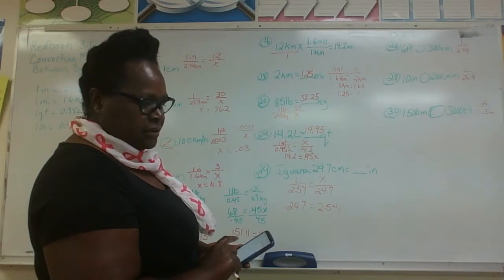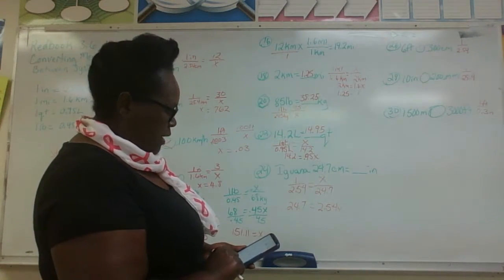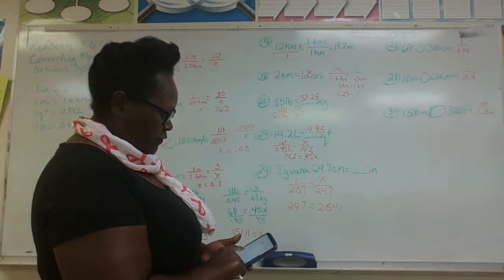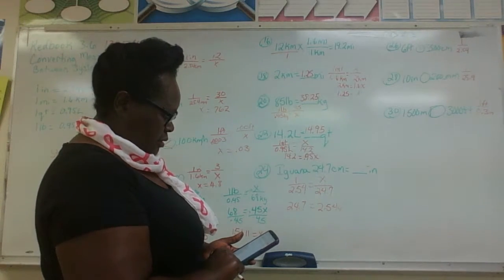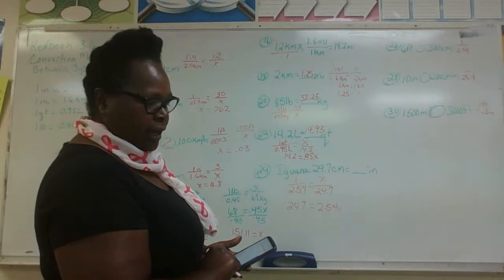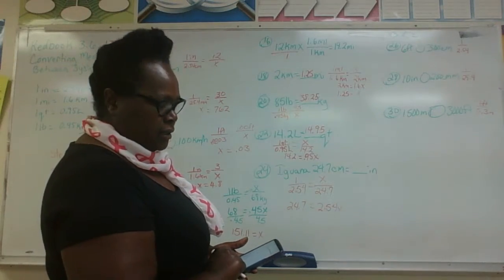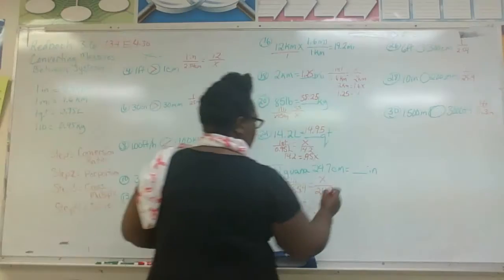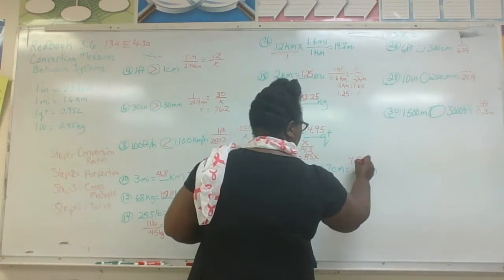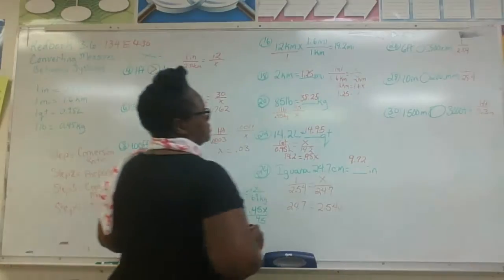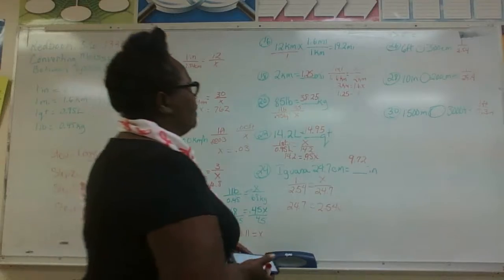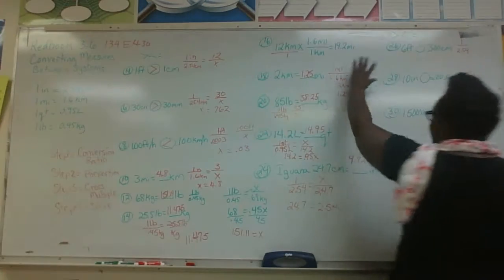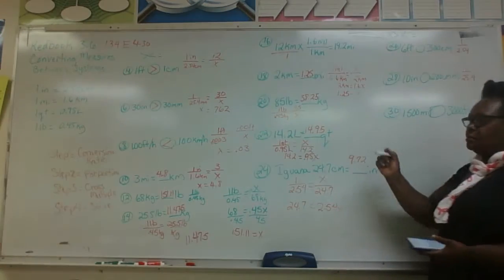All right, and so now we're going to take 24.7 and divide it by 2.54, and we have 9.72 inches. Okay, now we're back to our greater than, less than, like when we started in the first part of our lesson.